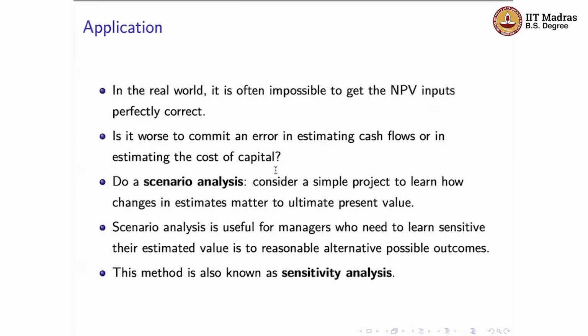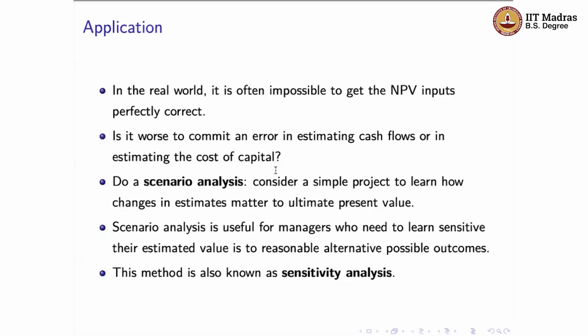Let's look at another application. As I mentioned, one important thing you need in order to use the NPV criteria is that you need to know the cash flows and the interest rates. Typically, it's practically impossible to get all these inputs perfectly correct. So suppose you have an opportunity to put in effort to improve your estimate of cash flows, or to improve your estimate of the interest rate or the cost of capital. Which one is more worth doing? Is it worse to commit an error in estimating cash flows, or in estimating the cost of capital? To answer this, we'll do what is known as a scenario analysis.